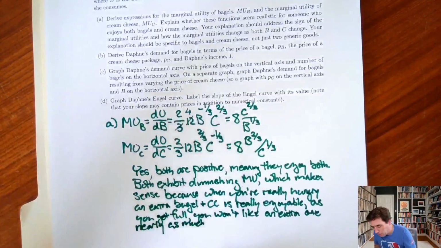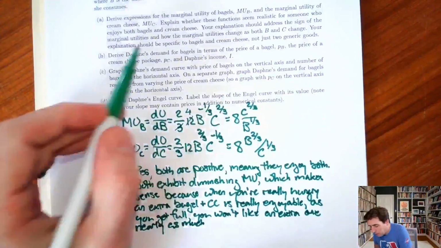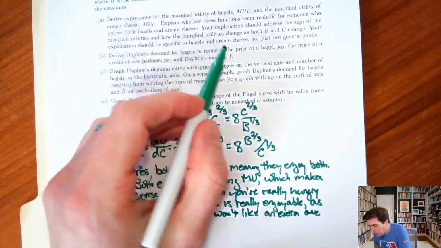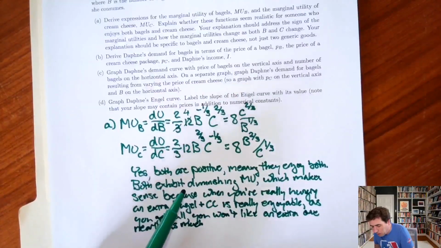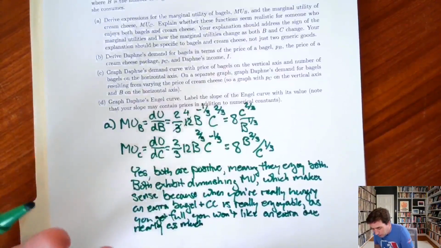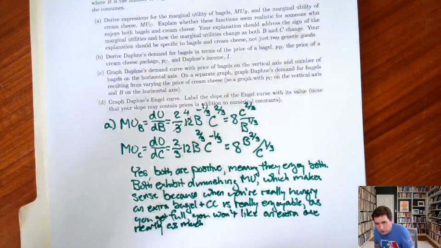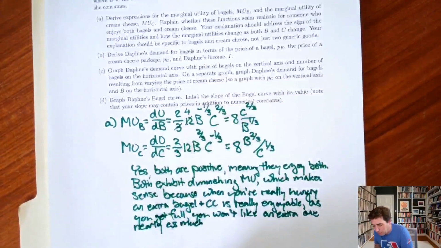The one thing that I wanted to make certain I did is pay attention to that last sentence up here that said your explanation should be specific to bagels and cream cheese, not just two generic goods. So I can't just say that diminishing marginal utility makes sense, right? I've got to make it something about food here, something about being hungry versus being full. That's what's going to get me full credit on that question.